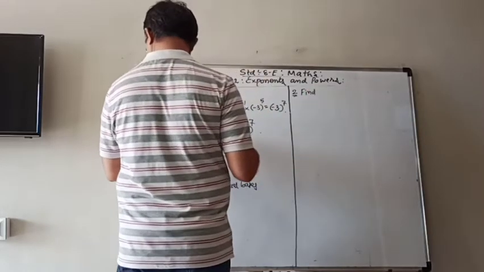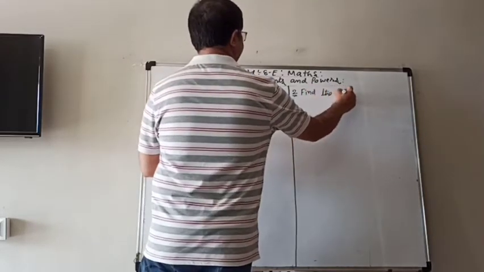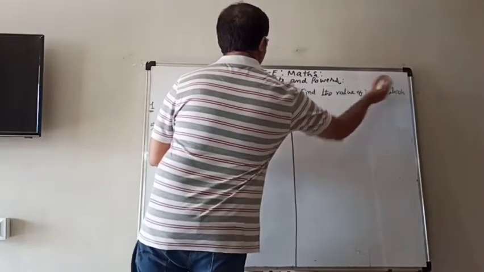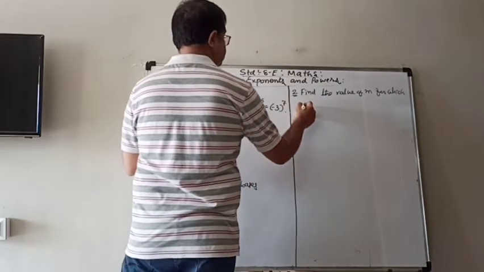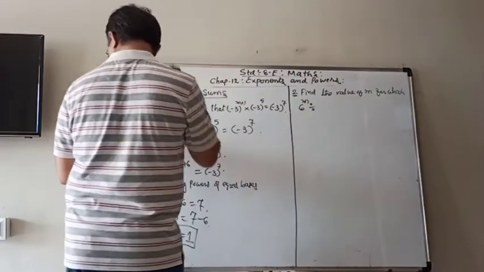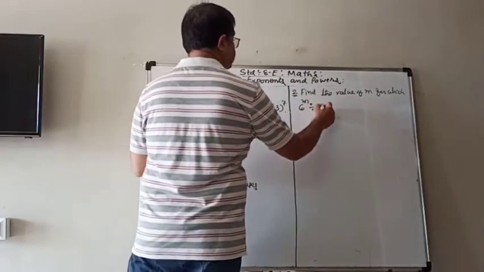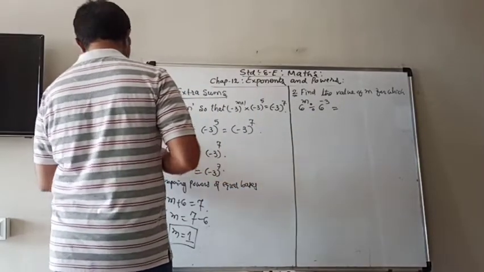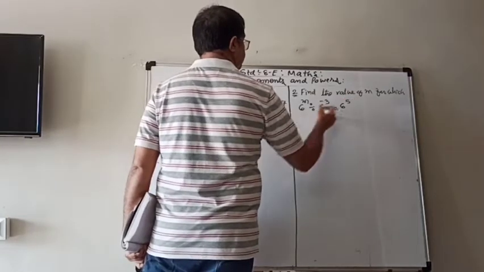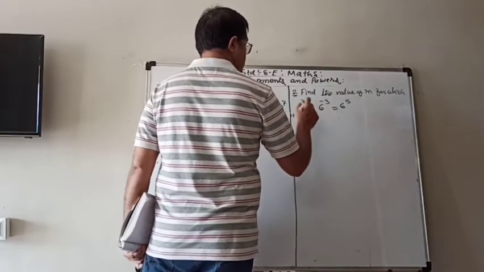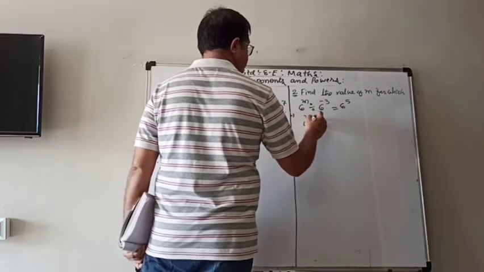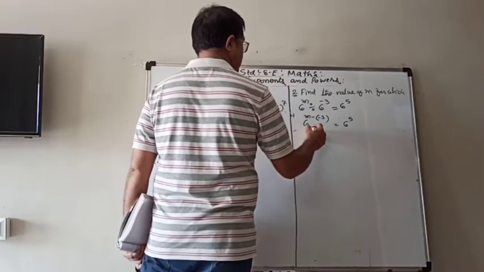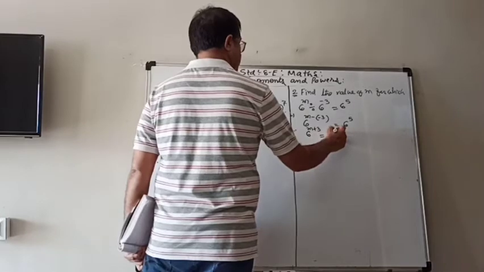Find the value of m for which 6 raised to power m divided by 6 raised to power negative 3 is equal to 6 raised to power 5. So here 6 raised to, division means subtraction, m minus negative 3. Therefore 6 raised to m plus 3 is equal to 6 raised to 5.